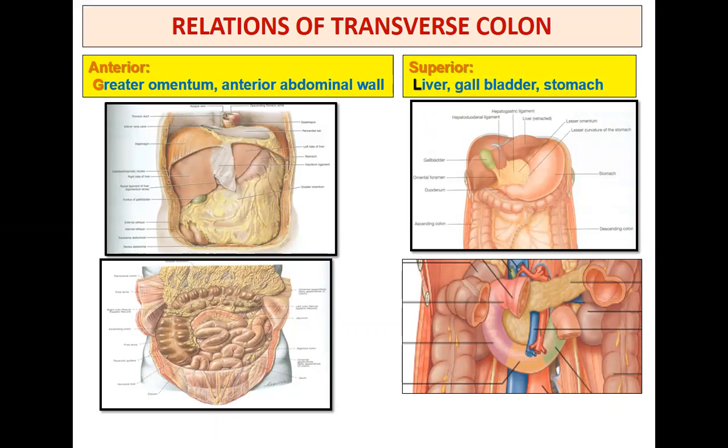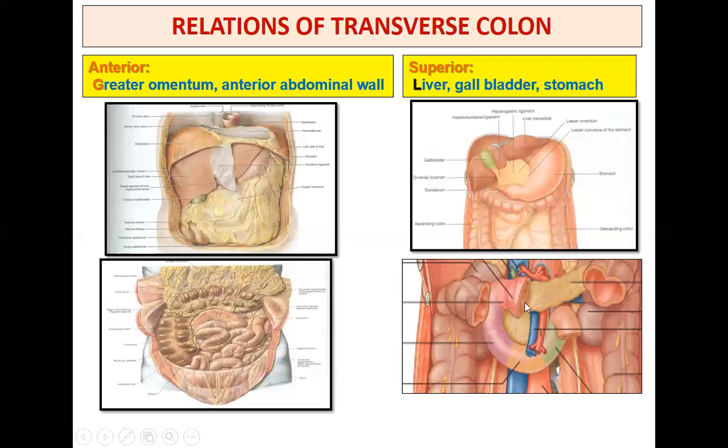Superiorly, here will be the transverse colon. Superiorly we have the liver and the gallbladder as well as the stomach. All these are superior relations of the transverse colon. If you see here, this is the transverse colon, this is the stomach, liver, gallbladder. These two have been reflected, so you can appreciate the transverse colon as well as the stomach. All these are superior to the transverse colon.